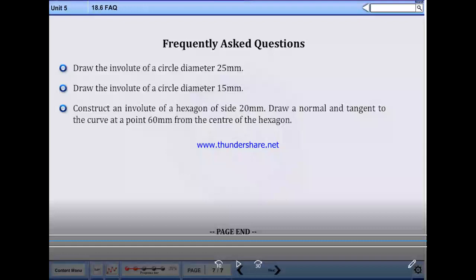Now frequently asked questions, note down. Draw involute of circle, diameter 25 mm. Draw involute of circle, diameter 15 mm. Construct involute of hexagon of side 20 mm. Draw a normal and tangent to the curve at a point 60 mm from the center of the hexagon.